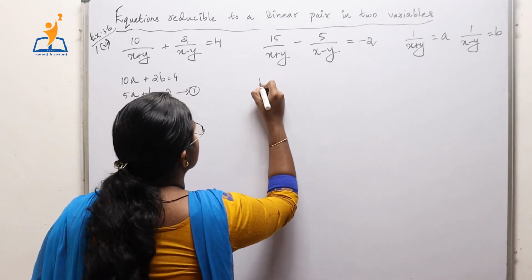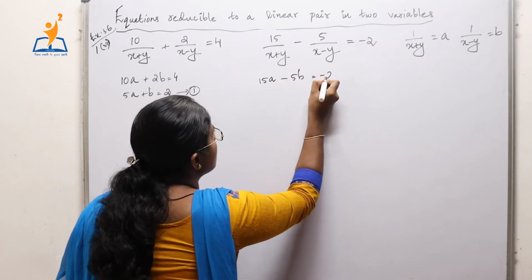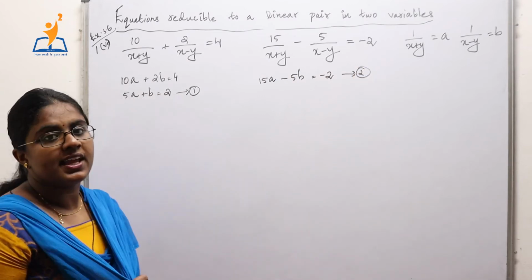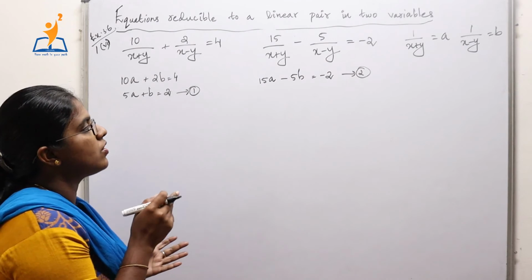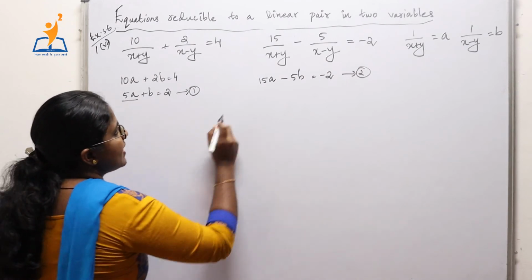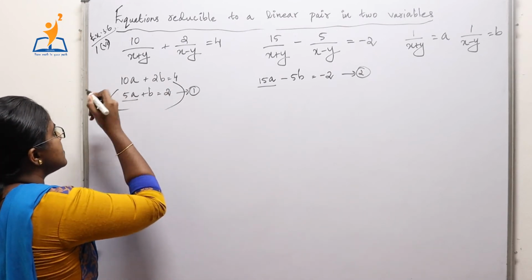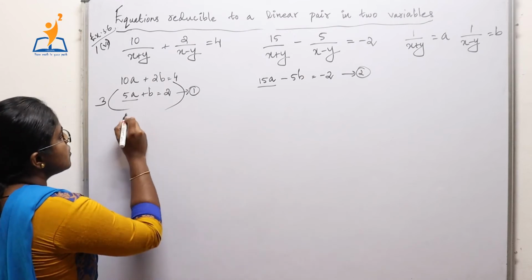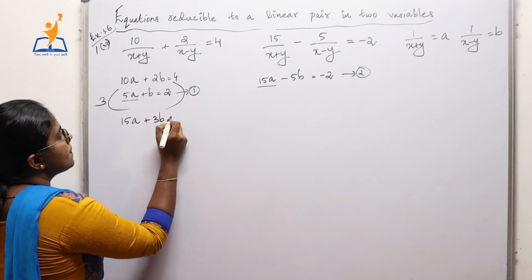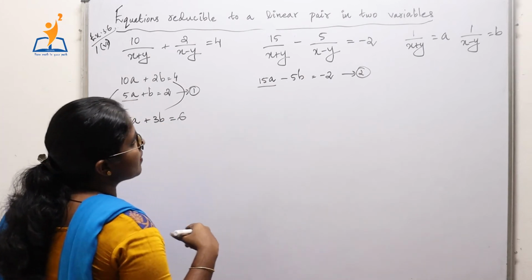Now this equation will become 15a minus 5b equals to minus 2. This is our equation number 2. So we got a pair of linear equations in two variables, and we are going to solve this using elimination method. Here the coefficient of a is 5 and here it is 15. So in order to make the coefficient same, we are going to multiply this equation throughout by 3. So that is 15a plus 3b equals to 6, and here we have 15a minus 5b equals to minus 2.